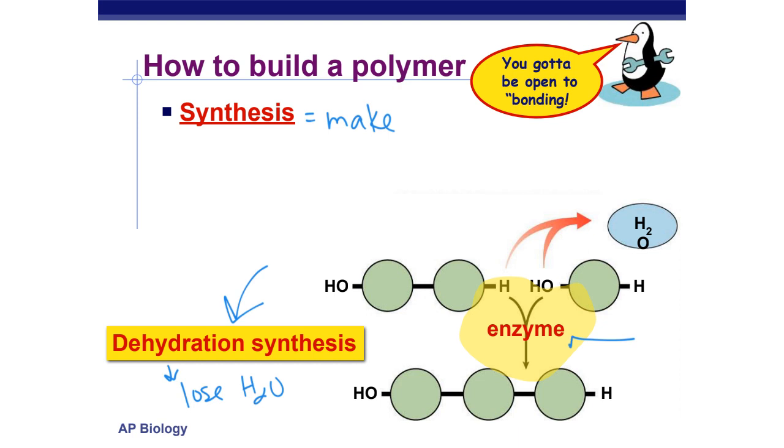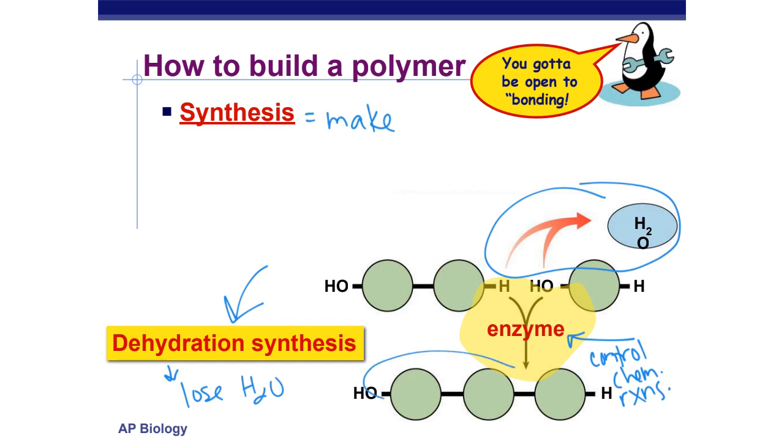Enzymes, we'll talk more specifically about enzymes in our next video, but enzymes essentially control chemical reactions. So an enzyme is going to help remove this water. You can see how water is being lost here. And my end result here now is I get this fully synthesized polymer down here below, each circle representing a monomer.